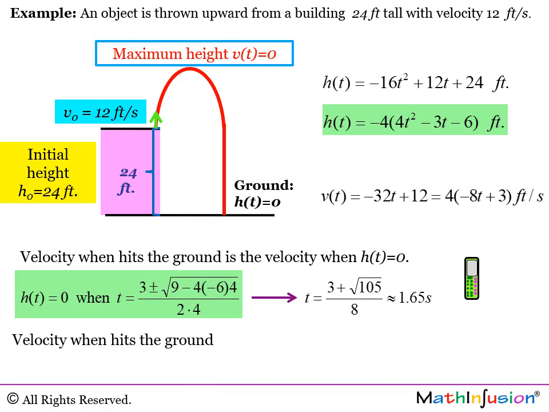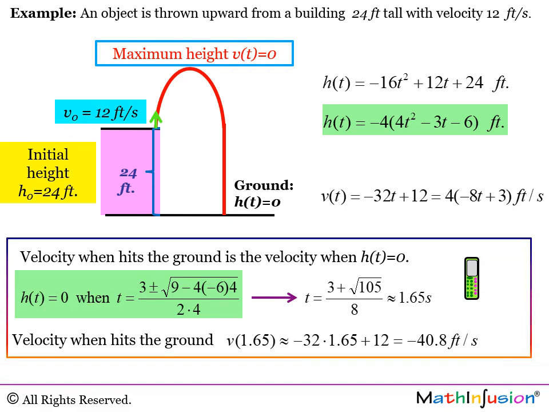What does it mean? It means that the velocity when the object hits the floor is the velocity v, and t should be replaced by 1.65 seconds. We calculate this using a calculator and we get that it is negative 40.8 feet per second.